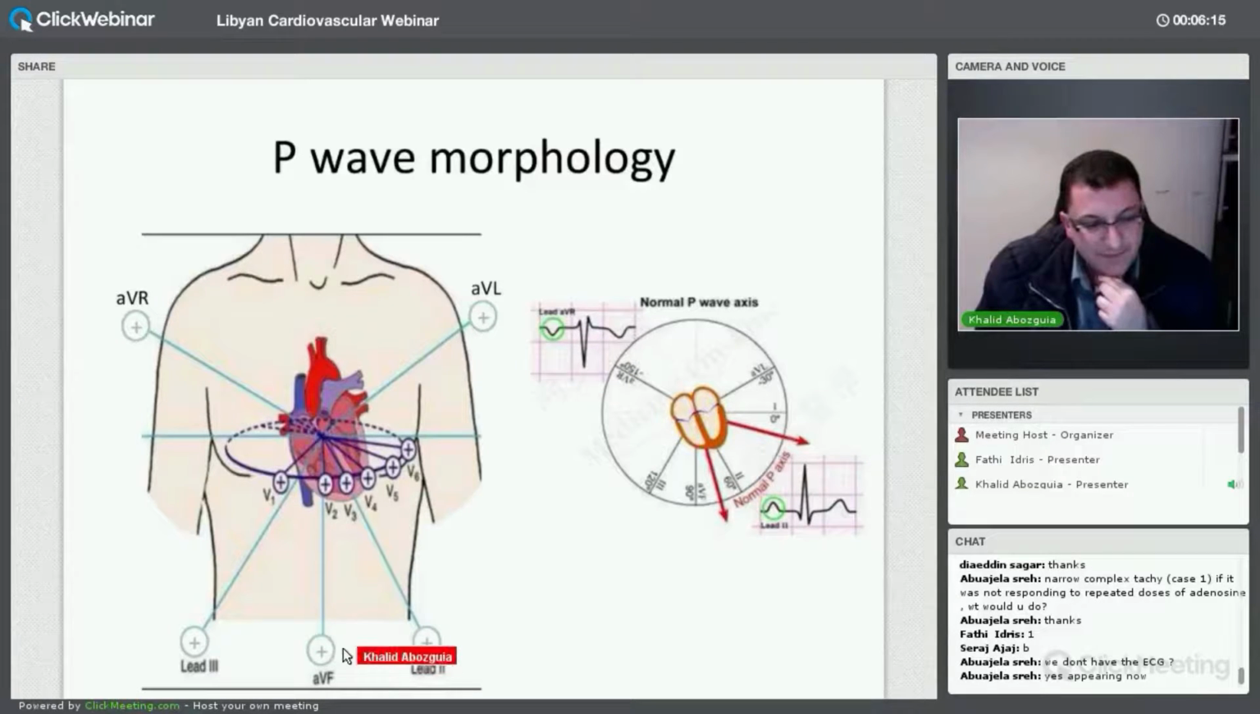But I always look at the inferior lead. So the inferior lead should always be positive because it's coming from high to low. And this is what we describe in the EP field. We say high to low means it's coming from higher up. It should be positive in the inferior lead.